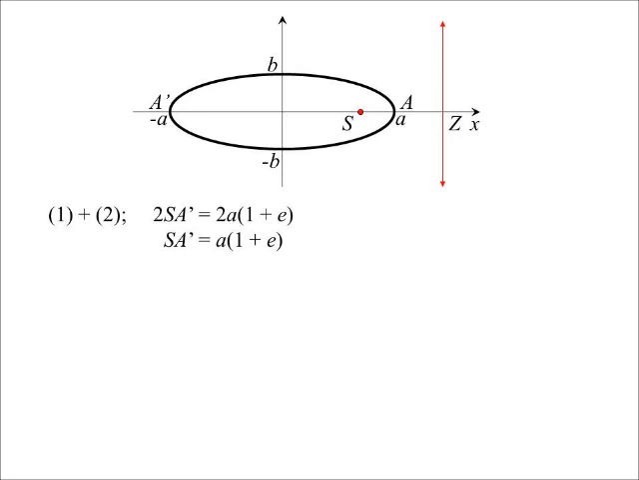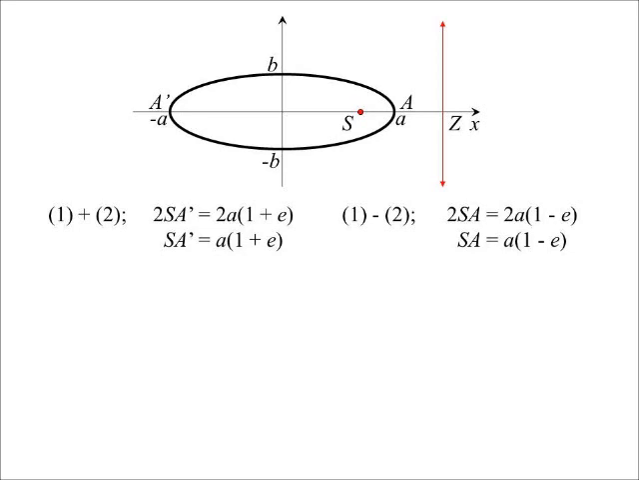I'm going to add them together. So I get 2 lots of SA dash would be 2A outside of 1 plus E. So SA dash is A outside of 1 plus E. If I was to subtract them, I get that the distance AS is A outside of 1 minus E.